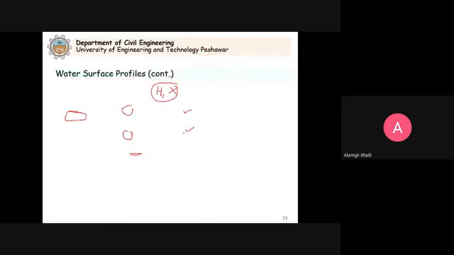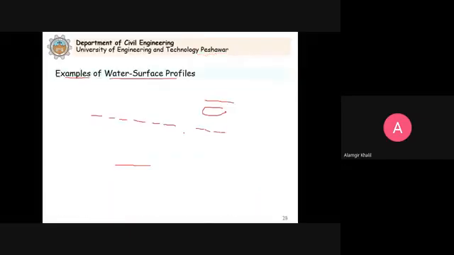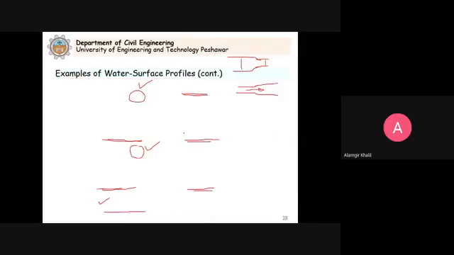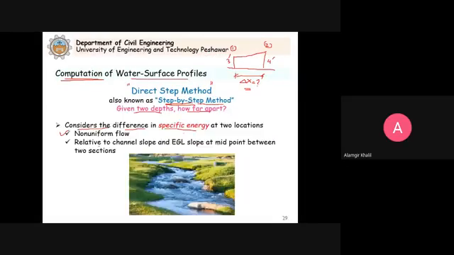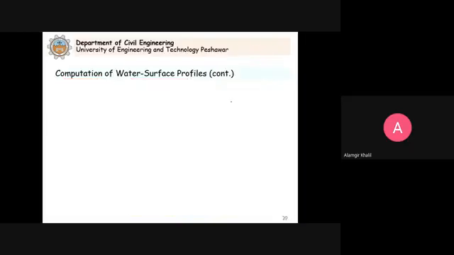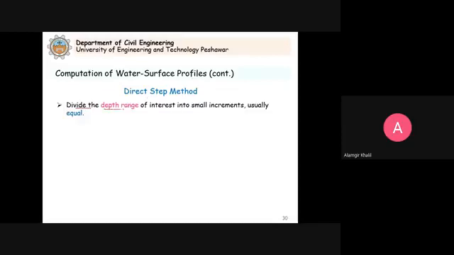Let me just quickly explain the steps, then I will stop the lecture here. In this case, first we divide the depth range of interest into small increments, usually equal. As I said here, the depth range will be given, let's say 3 and 4. We will divide this into equal increments: delta X1, delta X2, delta X3, delta X4.